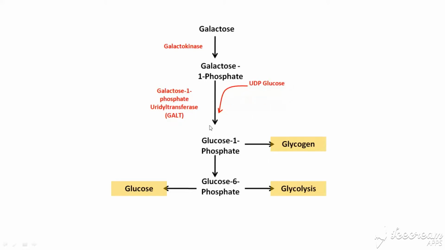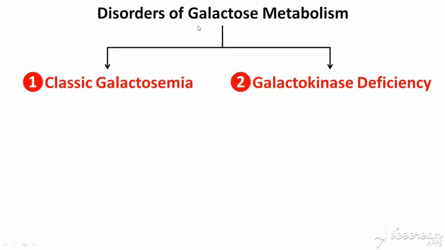Now, once we get to the glucose 1-phosphate, this can enter the glycogen synthesis pathway and form glycogen. It could also continue to form glucose 6-phosphate that could either be used in glycolysis or be converted into glucose by the process of gluconeogenesis. So what are the disorders that could happen in galactose metabolism? The first one is called classic galactosemia and the second is called galactokinase deficiency.